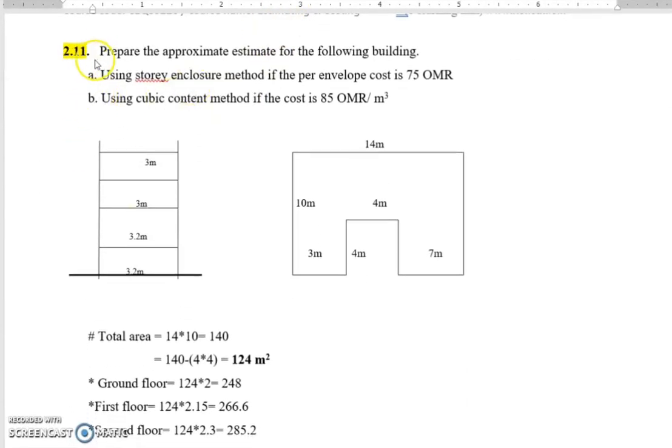For question 2.11: prepare the approximate estimate for the following building using the storey enclosure method if the per envelope cost is 75, and using the cubic content method if the cost is 85.